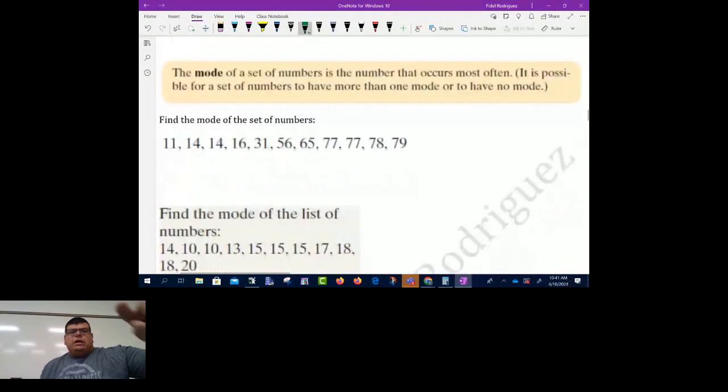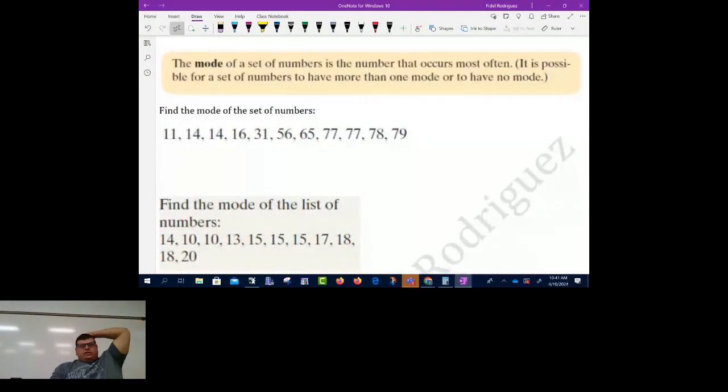All right, y'all, the next thing in statistics is something we call the mode. The mode is just a number that occurs more than any of the others. And sometimes, guys, we have more than one mode, and sometimes there's no number that occurs more than any of the others. So we want to see if we have a mode, or maybe more than one mode, in this first problem. So it says, find the mode of the set of numbers.